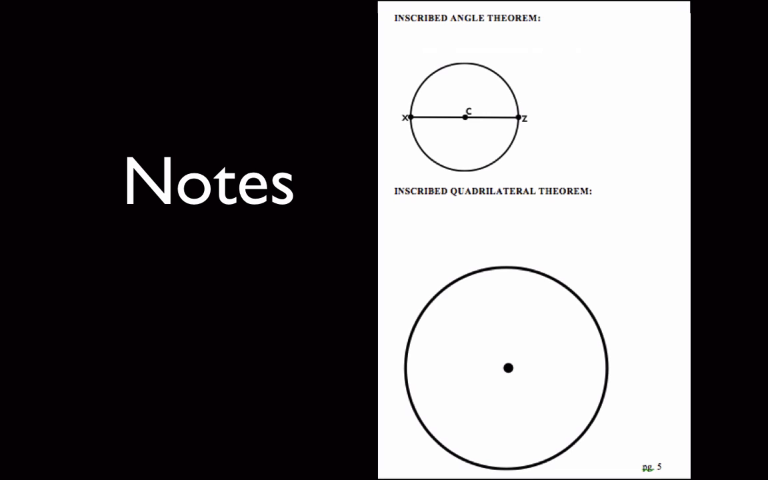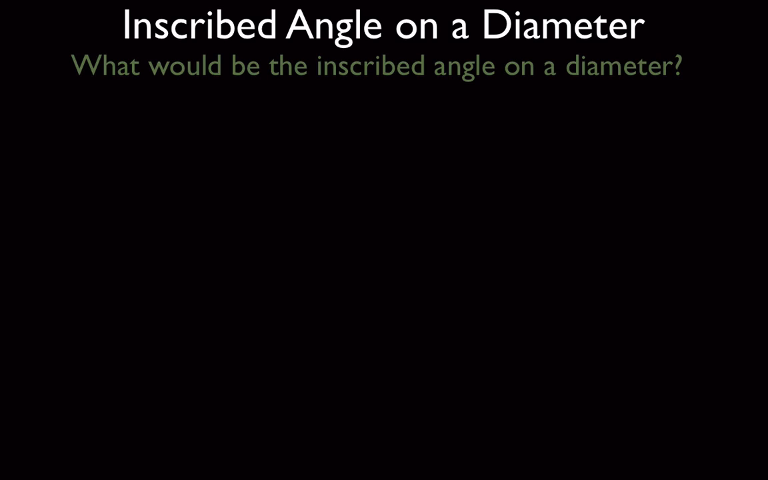Okay, so we're going to move to the next page of our notes now. We're going to talk about a couple more theorems. The first one is called the inscribed angle on a diameter theorem.